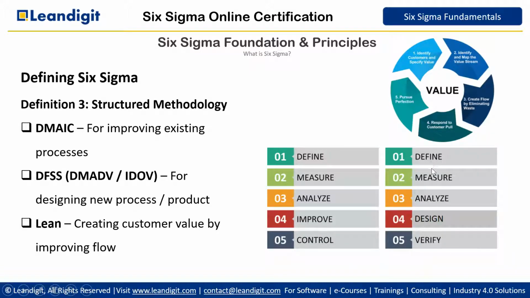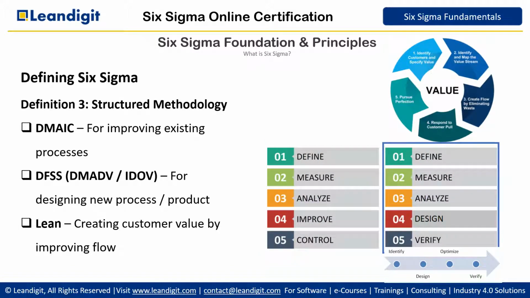DMADV is define, measure, analyze, design and verify. Usually this methodology is used where we have a specific design goal in mind. Whereas if we are looking at a large number of opportunities to be evaluated, we use the IDOV methodology in DFSS, which is called identify, design, optimize and verify. The third methodology in Six Sigma is lean, which is creating customer value by improving flow.